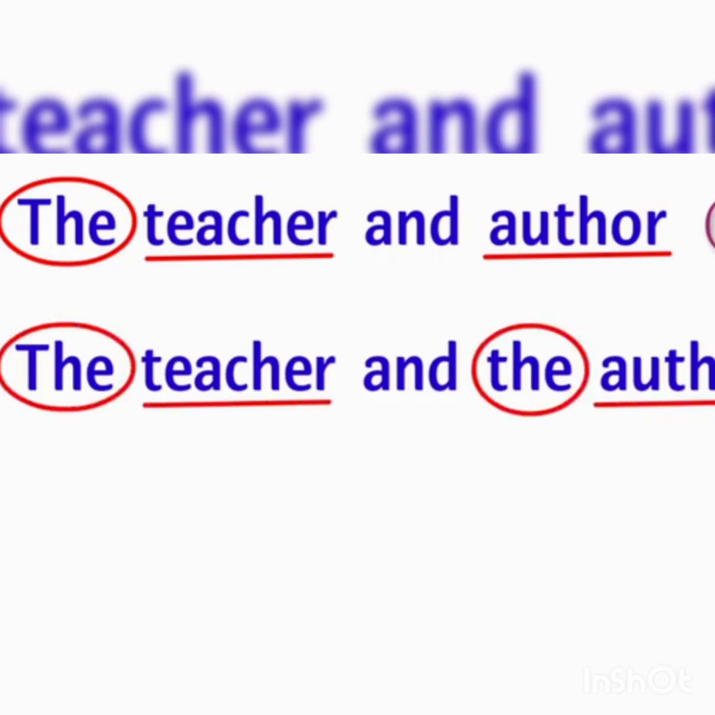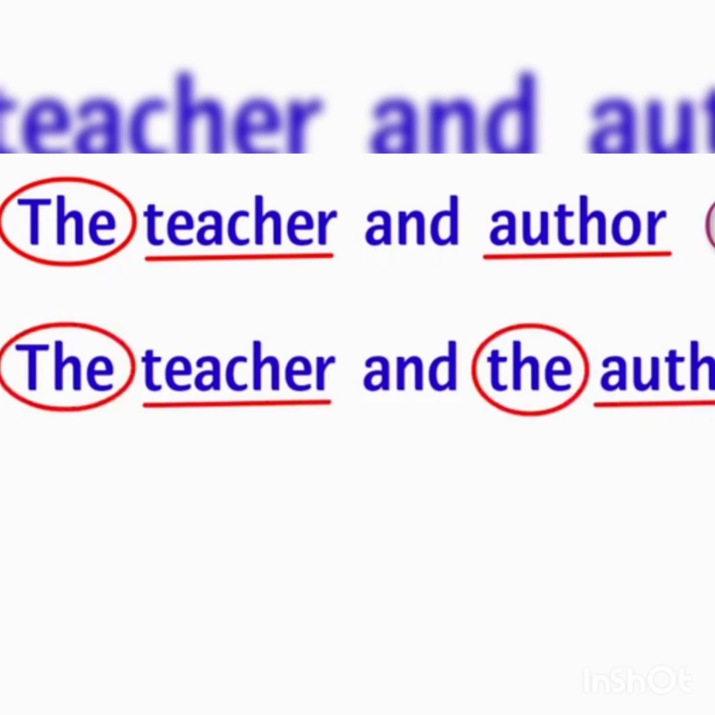So let me make it easy for you all. Dear students, whenever in a sentence you find the article only in front of one noun, suppose, look at the very first sentence here, the teacher and author. Here we have put the article "the" before the teacher and not before the author. So whenever only one article is used, that means we are talking about one person only. The teacher and author, the both are the same person.